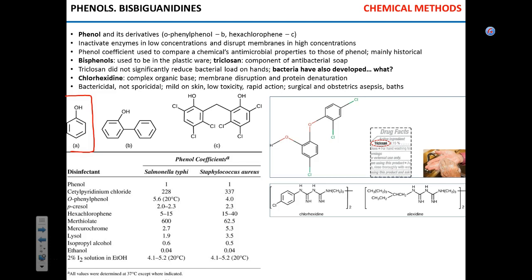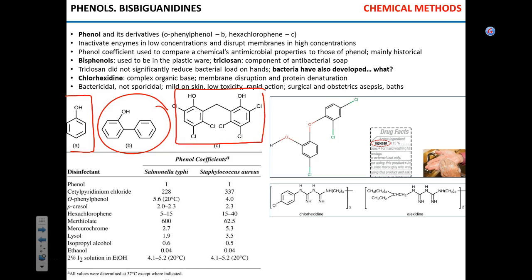It's toxic, it's a chemical irritant, but at the time that was the best option. Then eventually safer derivatives of phenol, such as o-phenylphenol, were introduced into practice. Eventually, compounds like hexachlorophene were developed. And they were pretty good.